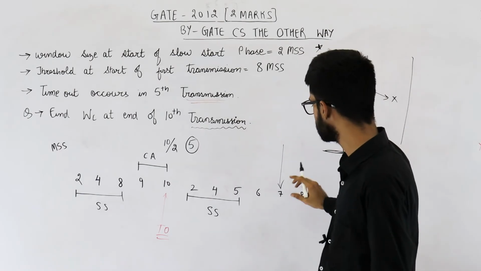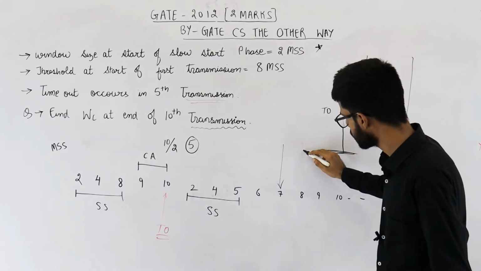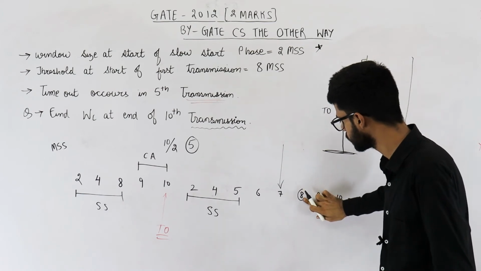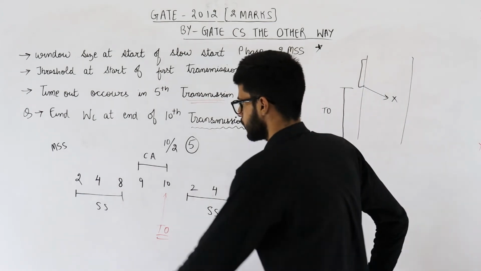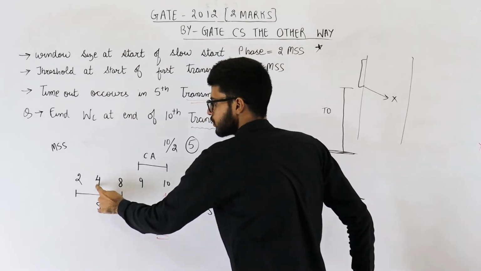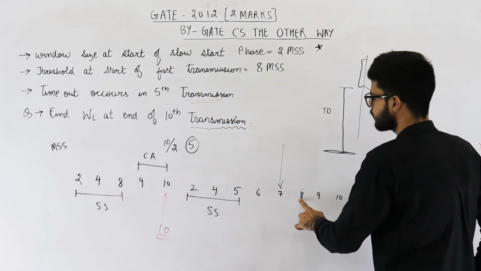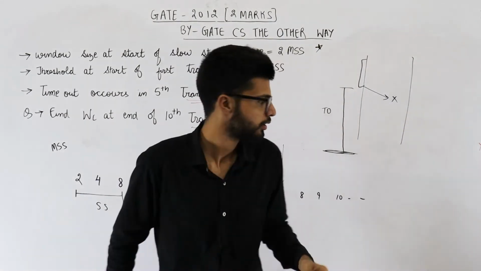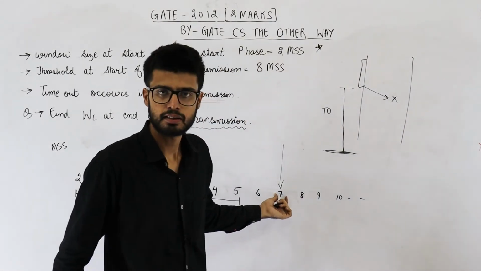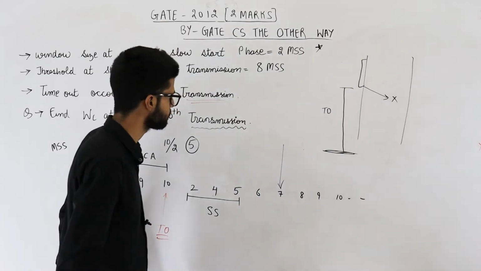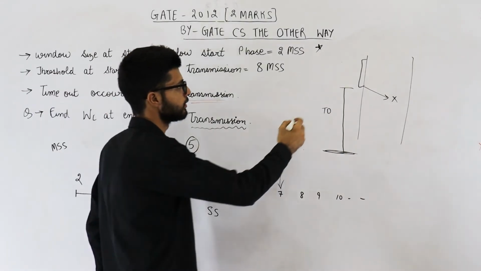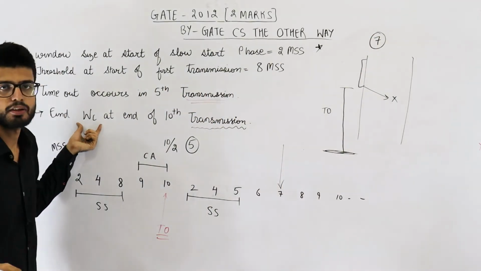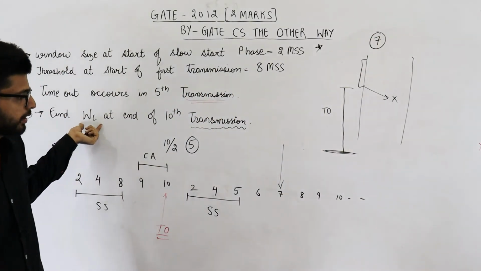If you want the 10th RTT, after 10th RTT, the value is going to be 8. Please don't take 8. See, after 1 RTT, value is 4. Similarly, after 10th RTT, value will be 8. But they are not asking about RTT. It is about transmission. So this is the 10th transmission. Answer is 7. So I'm writing the answer here. WC will have value 7 at the end of 10th transmission.